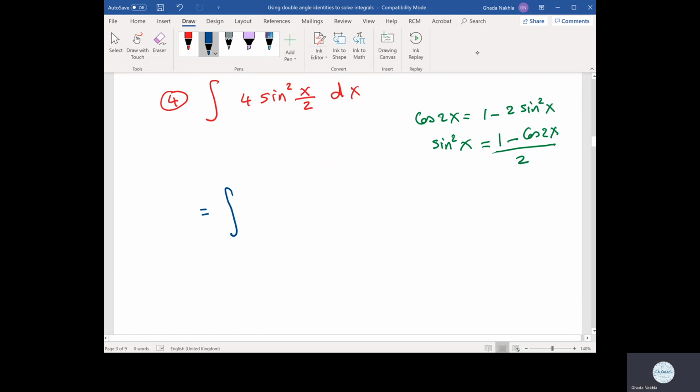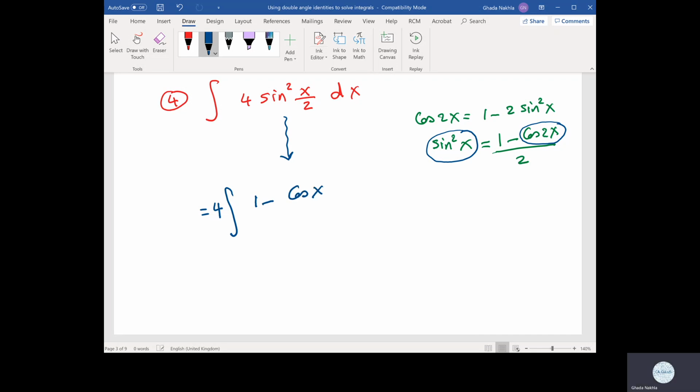So the 4, I can kick the 4 out of the integration. I don't integrate constants. And then I've got sine squared x over 2. So if this is x over 2, then this is double it. So double x over 2 becomes x. So I'm going to have 1 minus cos x over 2 dx.